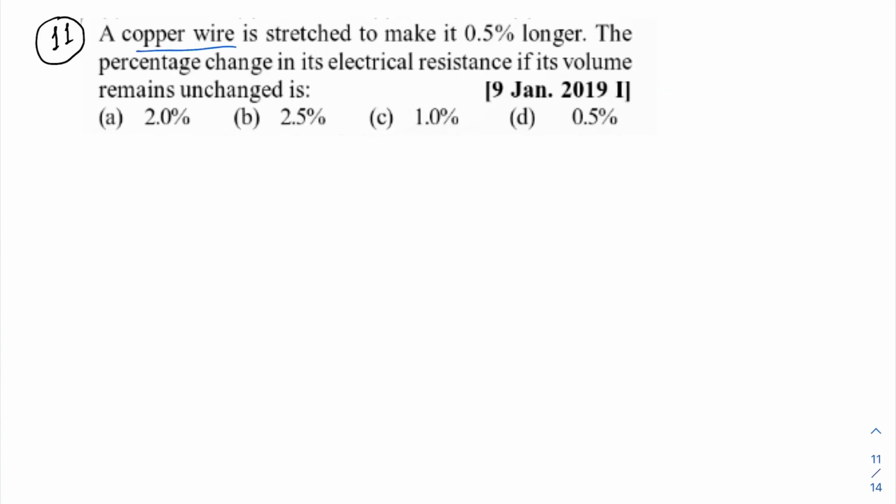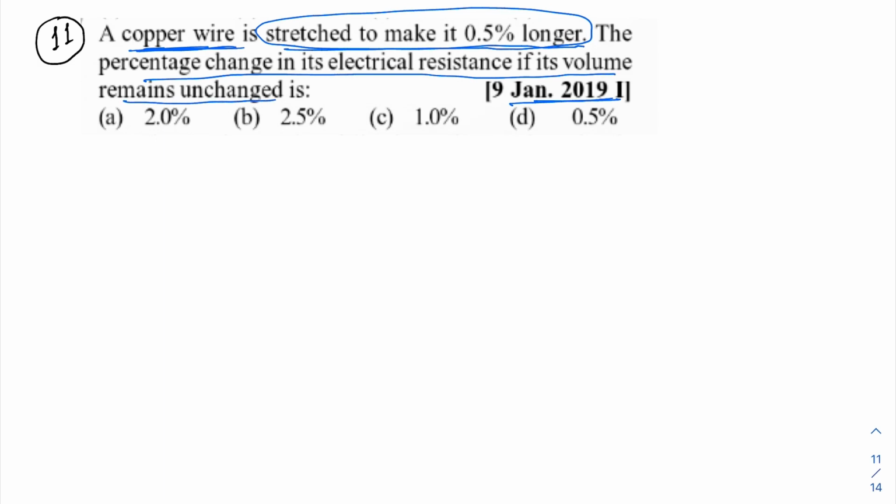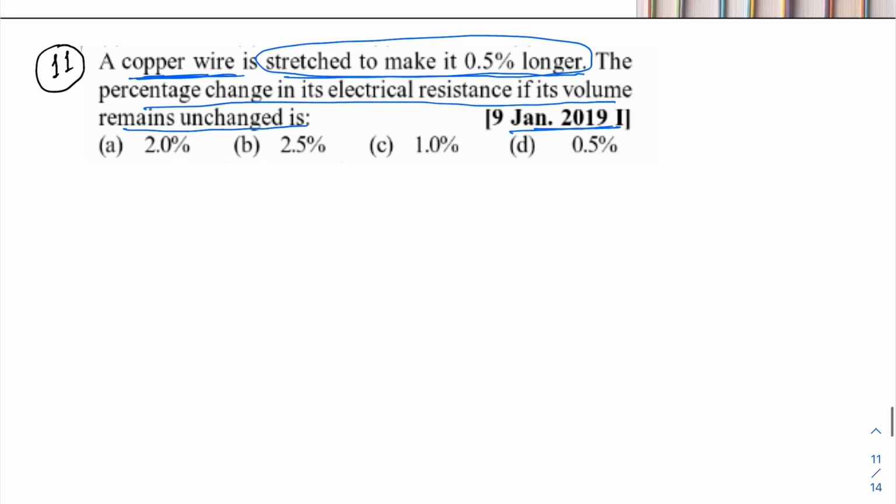Here, a copper wire, it is also an IIT 2019 question. A copper wire is stretched to make it 0.5% longer. What is the percentage change in its electrical resistance if its volume remains unchanged? Volume remains constant. If volume is constant, what did we do for this? Tell me.